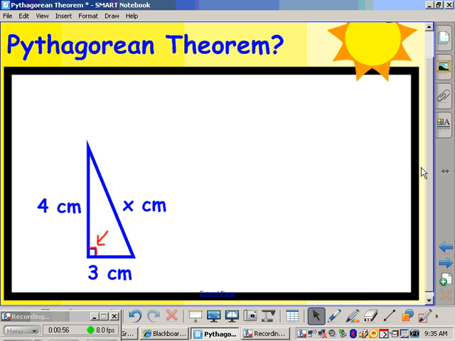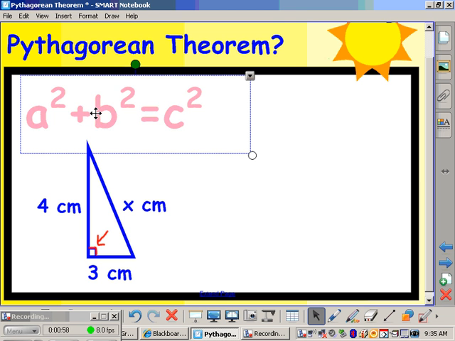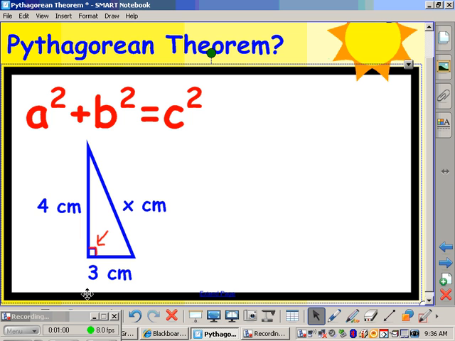So let's take a look at what the Pythagorean Theorem looks like. Here we have a squared plus b squared equals c squared. This is what we call the Pythagorean Theorem, and it helps you to figure out a missing side of a right triangle. First, you must understand what side of a triangle is A, B, and C.